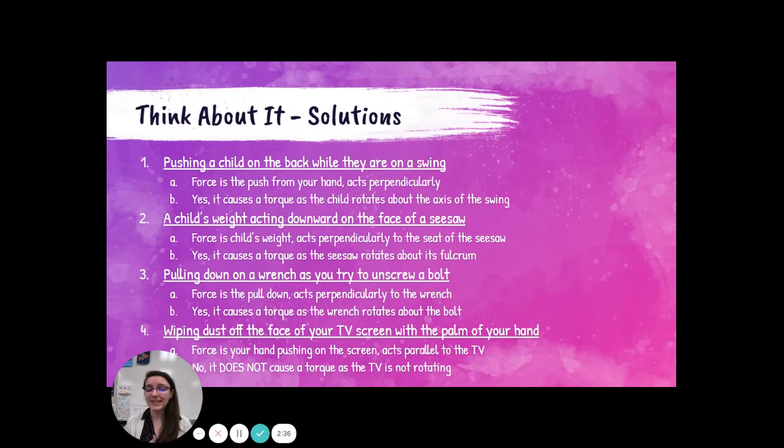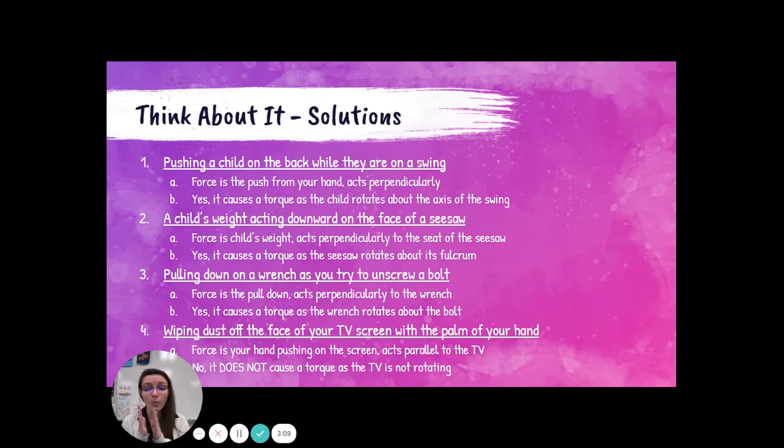Second, a child's weight is acting downward on the face of a seesaw. The force is the child's weight, and it is perpendicular to the seat of the seesaw, and that would cause a torque as the seesaw would rotate about its fulcrum. Third, we have pulling down on a wrench as you try to unscrew a bolt. The force is my pull down, and it does act perpendicular to the wrench, so it would cause a torque as the wrench rotates around the bolt.